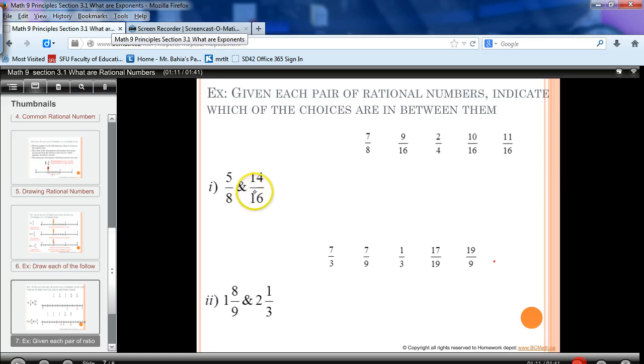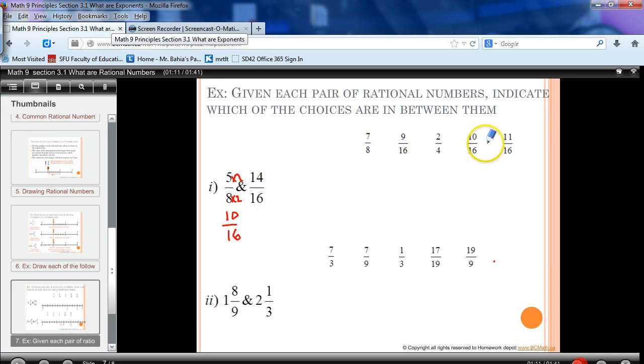Making them the larger denominator is the easiest thing to do. So 8 can become 16 by doing what? 8 can become 16 by multiplying this by 2, and the top by 2. So that gives us 10 over 16. So now we can see 10/16, 14/16. Think of two numbers that are in between 10/16 and 14/16.